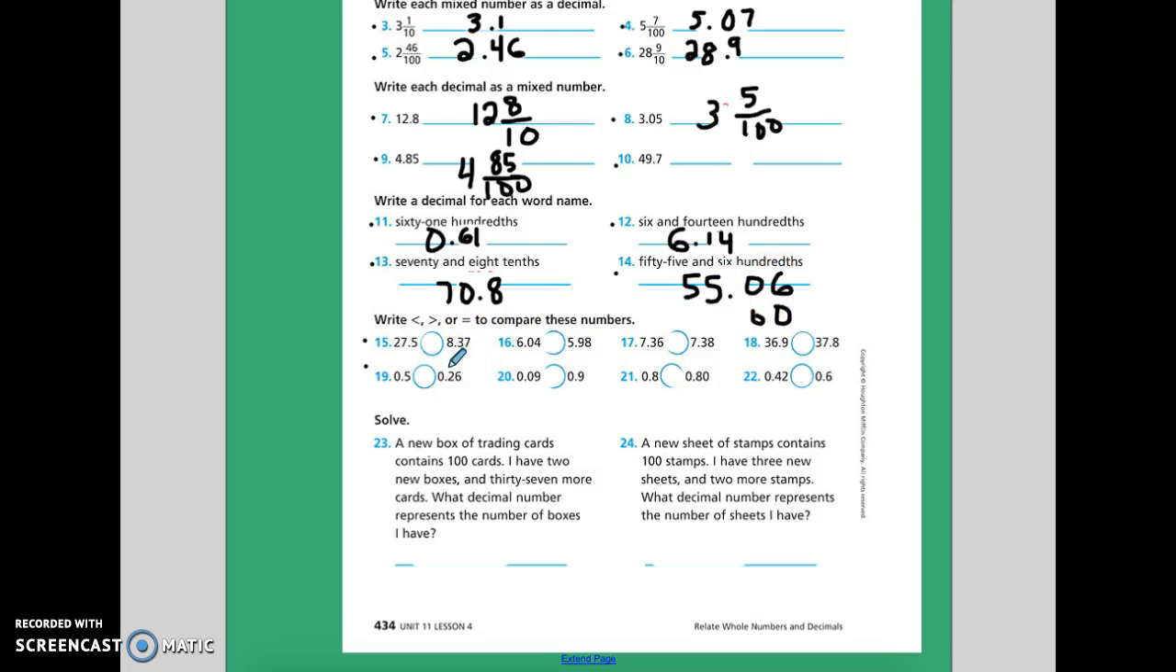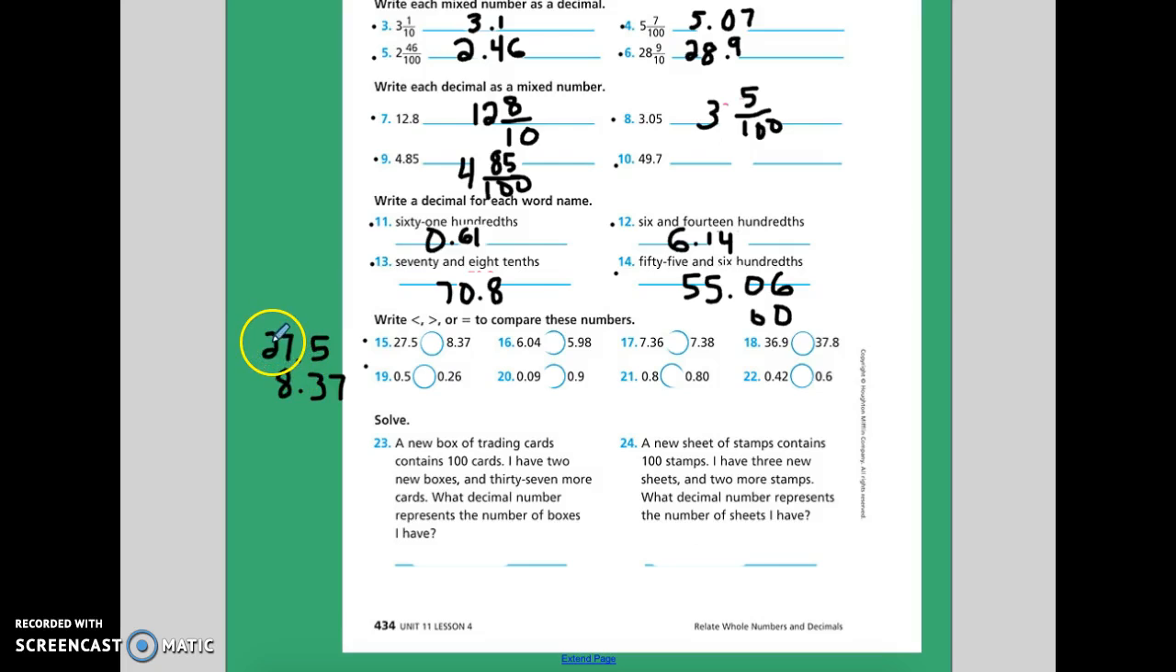All right. Last two on this page we're going to look at is comparing numbers. And this is the same thing we did previously in 11.3, is that we want to line them up right above each other. So we're going to write 27.5. And again, line them all up nice and clearly, just right above each other like you were going to alphabetize them, except we're looking at numbers. And 8.37.